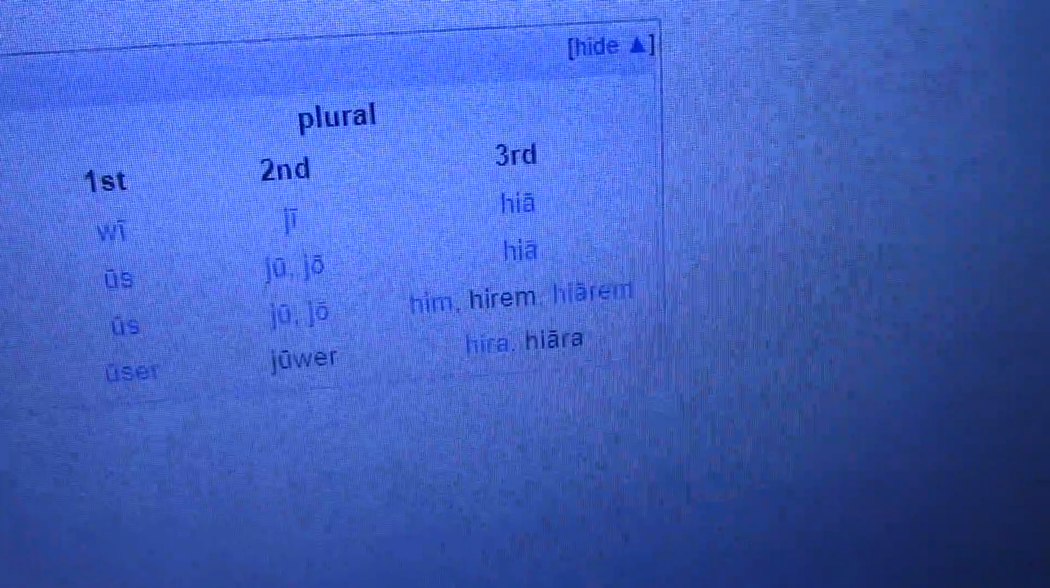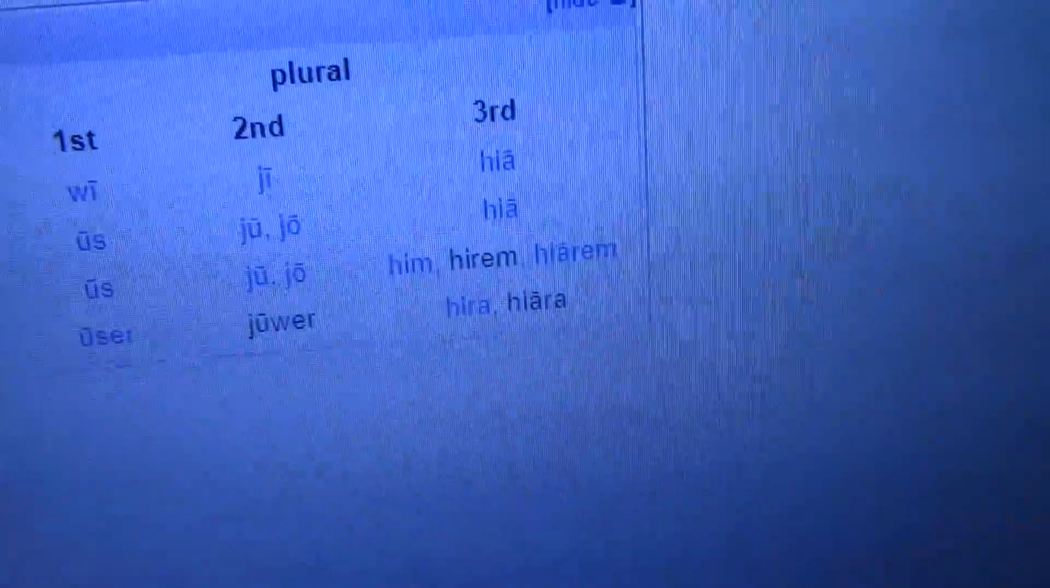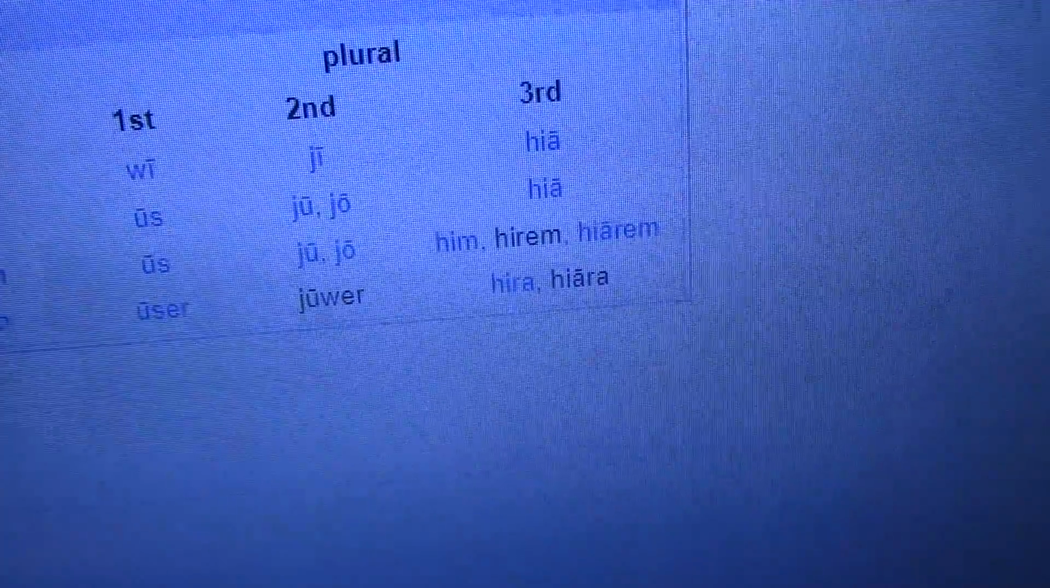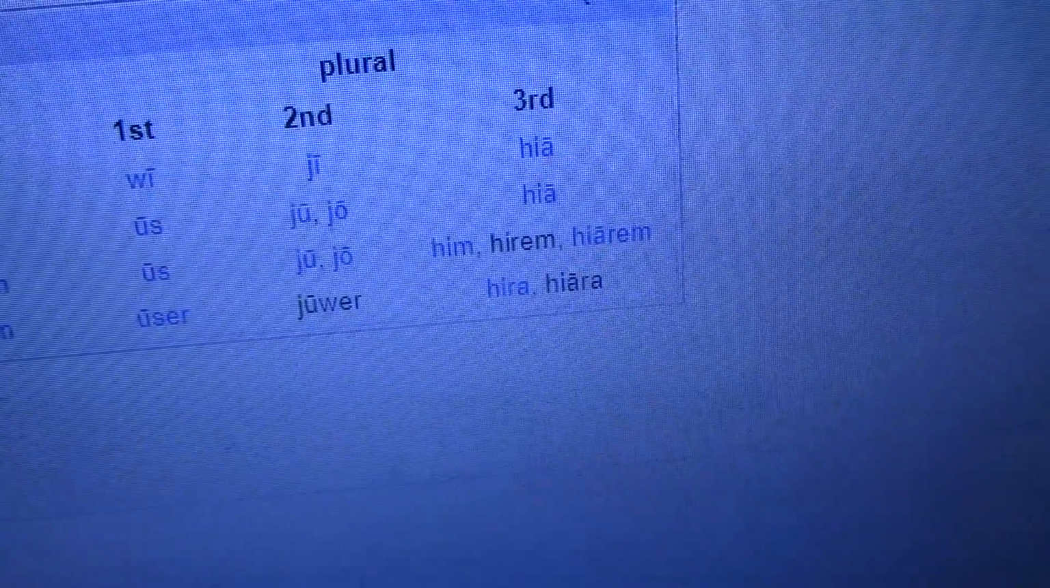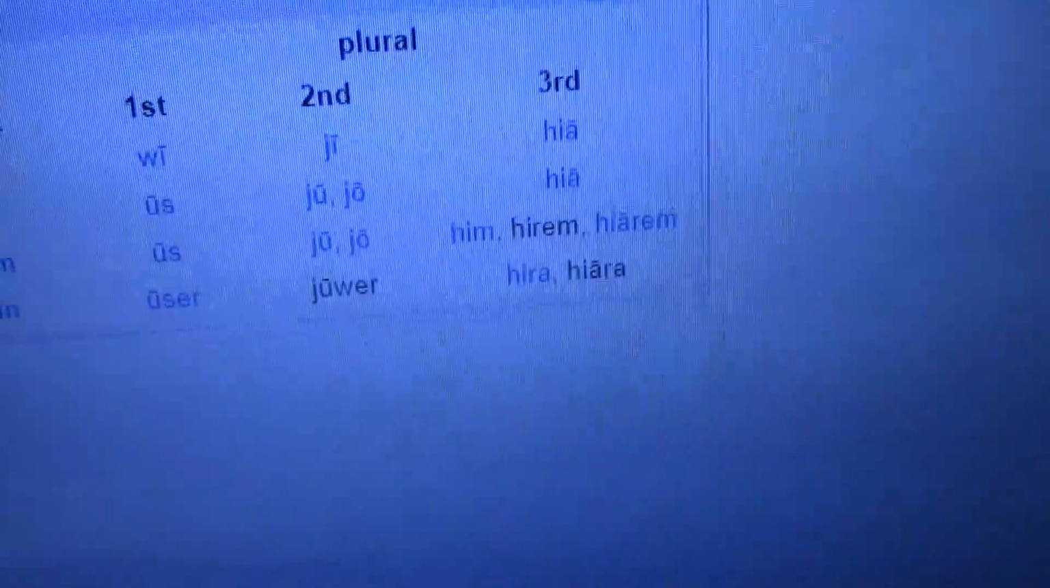Then we got third person plural here. We got hia. That's like in Old English hia. We got him. Got hirem, hiarem. I know I'm pronouncing it as if the accent's on the first vowel when it should be on the other.